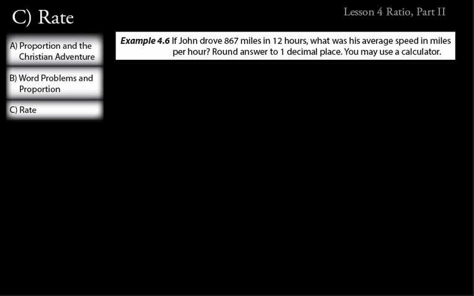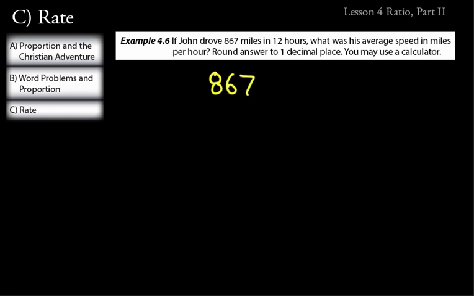Let's go ahead and do some examples. Let's look at example 4.6. Read this through. Another word problem. If John drove 867 miles in 12 hours, what was his average speed in miles per hour? Round the answer to 1 decimal place. Calculators are okay here. You don't have to do long division, because the goal is not to see if you know how to do division, the goal is to see if you understand rate.